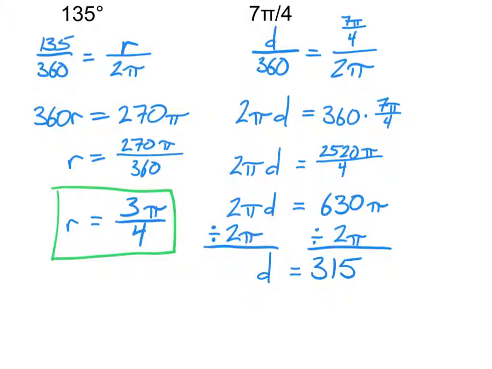315. Now specifically though, d, remember, means degrees. If I wrote my answer like that, it looks like radians to me. I have to include the degree symbol anytime I'm getting an answer that's in degrees. So just make sure to include that with your answer there as well.